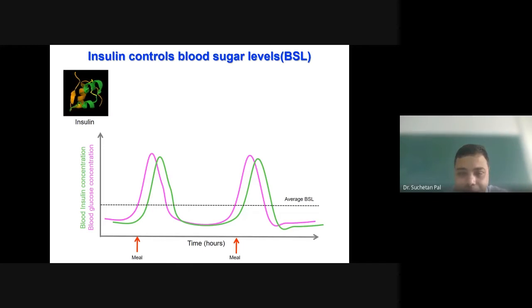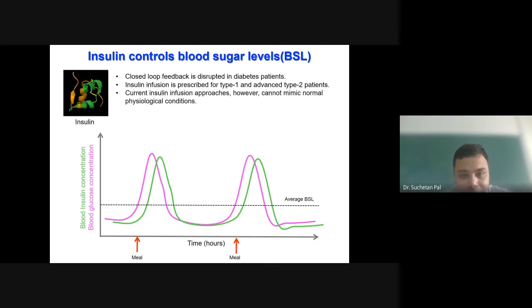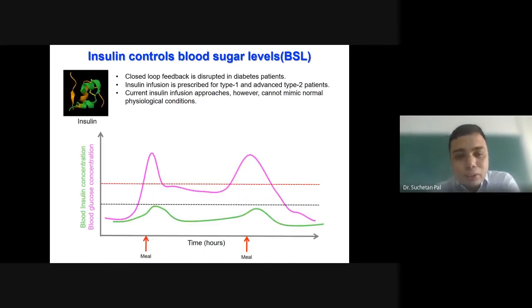The average blood sugar level is around 120 mg per cc, right? So what happens in a diabetes patient is that this feedback between the glucose increase in the blood and the production of insulin is disrupted. You don't have enough production of insulin. So if you have blood glucose and there is no production of enough insulin, your blood sugar level doesn't come down to your base level, and there is an increase of the average blood glucose level.